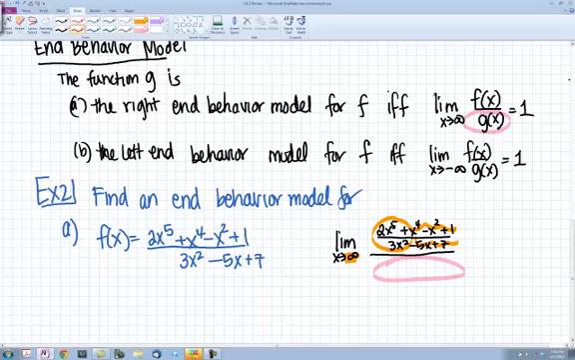Why? Because as x goes to infinity, x to the 5th power is way bigger than x to the 4th power in the numerator. In the denominator, x squared is going to be way bigger than anything 5 times x could be. So my end behavior model is quite simply going to be 2x to the 5th over 3x squared, which simplifies to 2/3 x cubed, sorry about that. So that's my function g, and that's what we call the end behavior model.